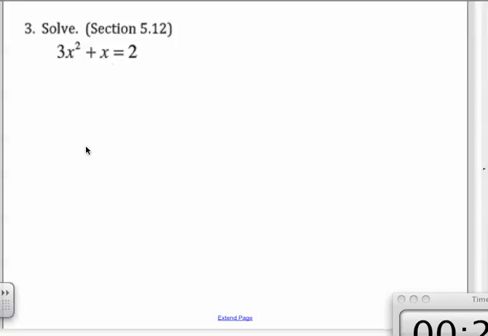All right. I need to subtract 2 from both sides, and I'm going to get 3x squared plus x minus 2 is equal to 0. Now, whenever I need to solve a quadratic, what do I use to solve a quadratic? Well, first thing, if I can factor it, that would be great, right?